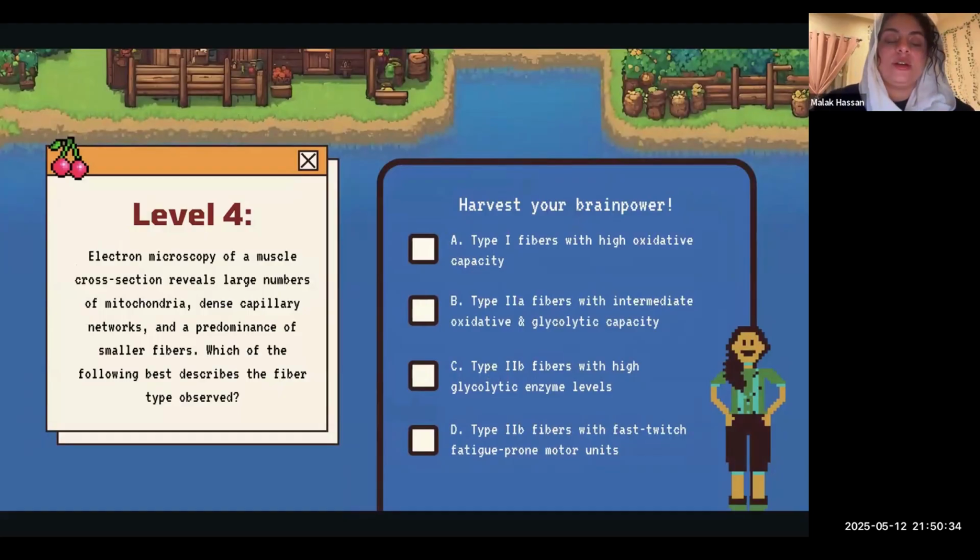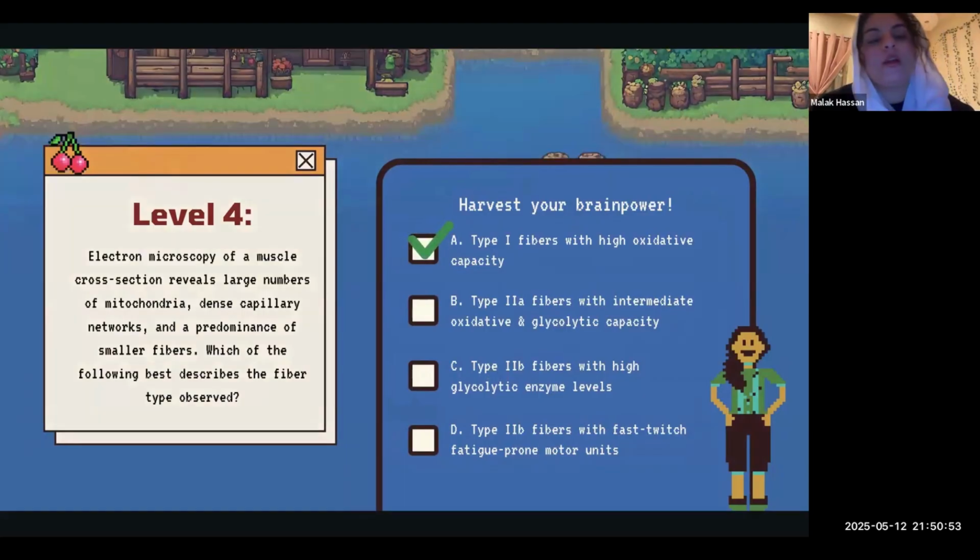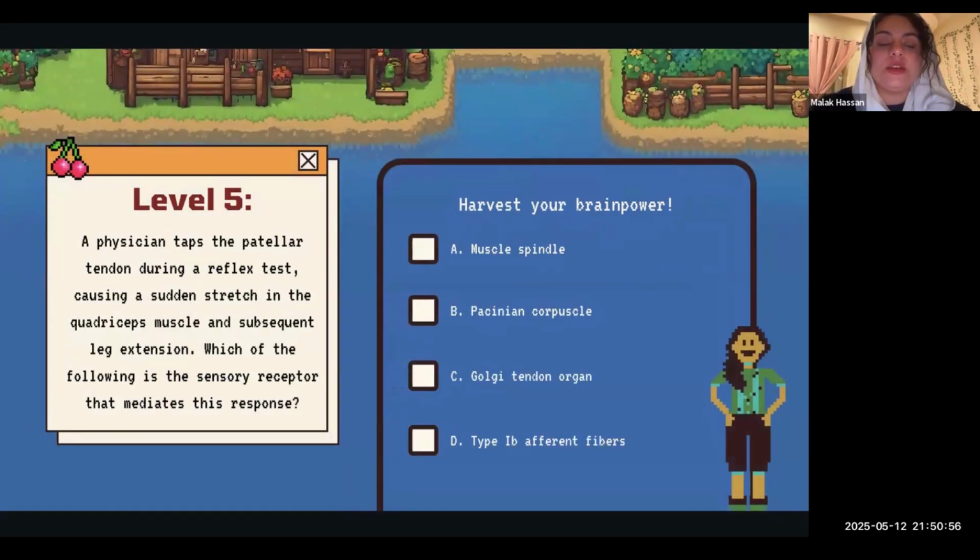Electron microscopy of a muscle cross-section reveals large numbers of mitochondria, dense capillary networks, and predominance of smaller muscle fibers. Which of the following describes the fiber type observed? So large numbers of mitochondria, dense capillary networks. What is it going to be? Type 1 fibers. A physician taps the patellar tendon during a tendon reflex test, causing a sudden stretch in the quadriceps muscle and a subsequent leg extension. Which of the following is the sensory receptor that mediates this response? It's going to be the muscle spindle because it detects stretch.